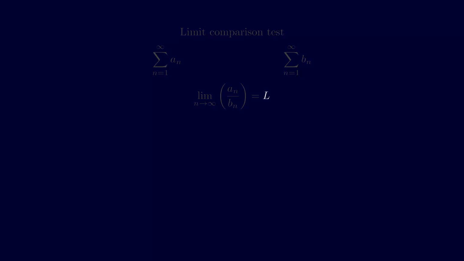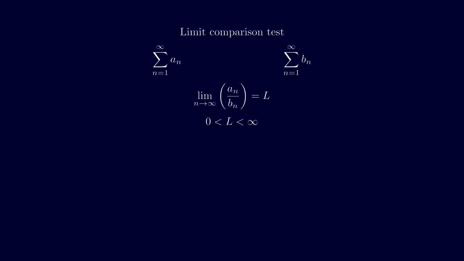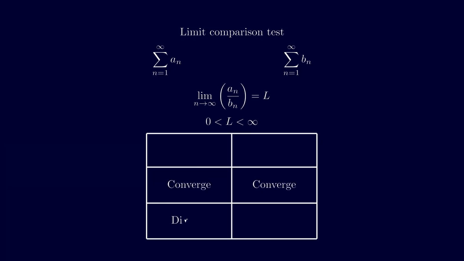If that number is positive, but still finite, then the series both converge or diverge together. The size of the number you get doesn't matter. It could be 5, it could be 5 million. As long as it's a positive, finite number, the rule holds. So, if you know the comparison series converges, then you also know that the series you're testing converges. If the comparison series diverges, then your series diverges.